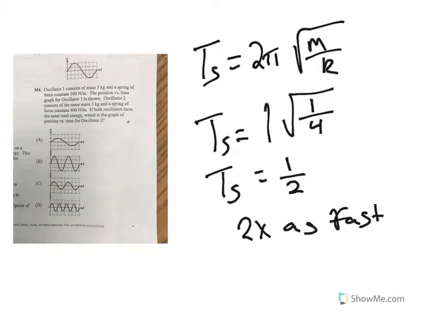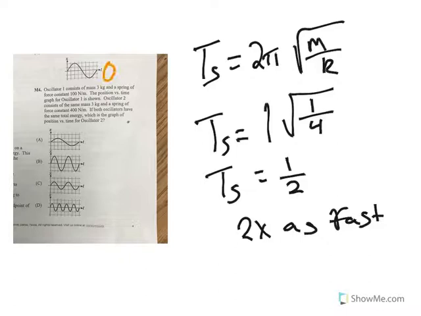M4. An oscillator consists of a 3 kilogram mass and a spring constant of 100 newtons per meter. The position versus time graph for oscillator 1 is shown. Oscillator 2 consists of the same 3 kilogram mass and a spring with a spring constant of 400 newtons per meter. If both oscillators have the same total energy, which is the graph of position versus time for oscillator 2?